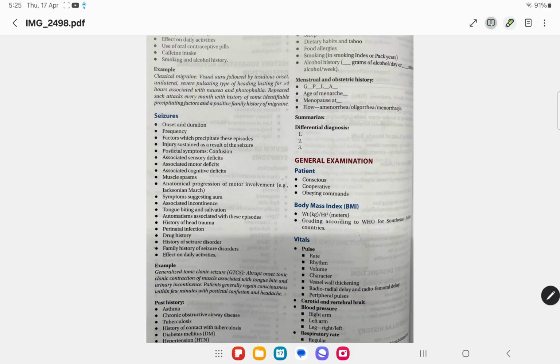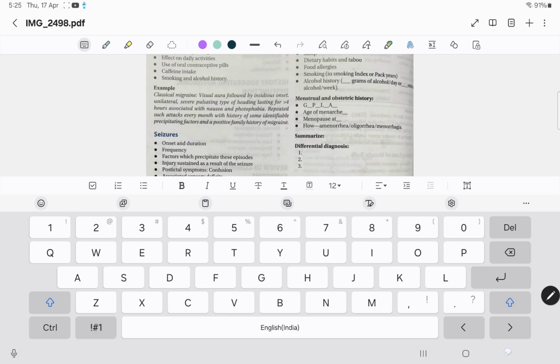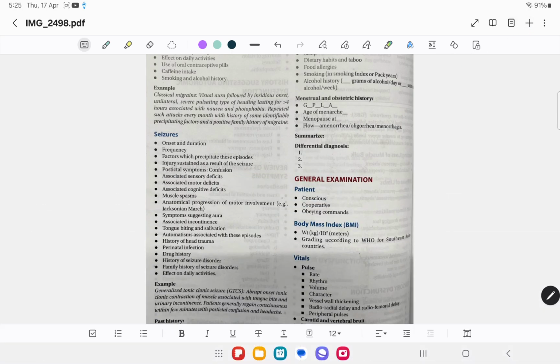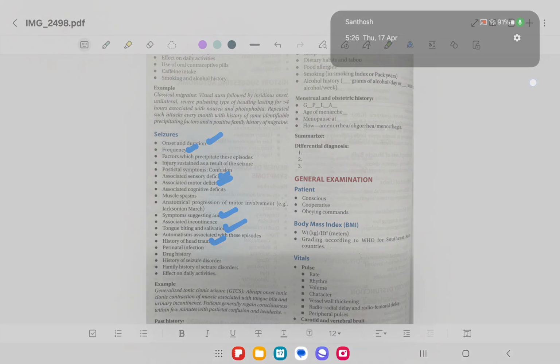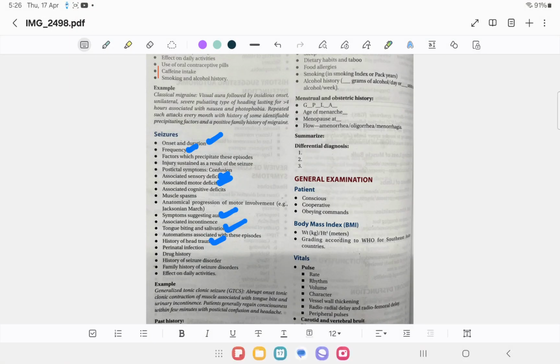For example, if we see now here, you will say the onset, duration and frequency, and whether motor deficit and sensory deficit are there or not, and aura is there or not, and head trauma, tongue biting. Okay, ma'am. This and all you will ask for the full blown seizure history. For your exam, mostly no seizure history will be there. So there is no need to worry, but do mention, if it is a hemorrhagic stroke, whether there is a seizure history there or not.